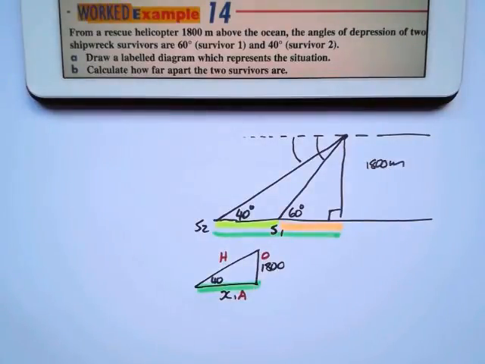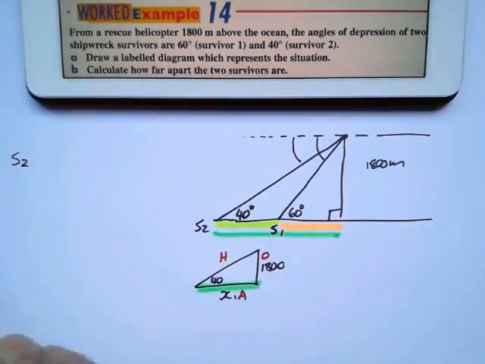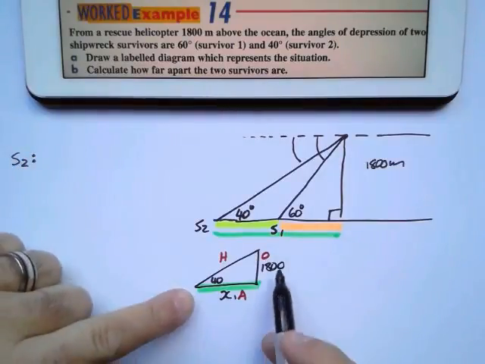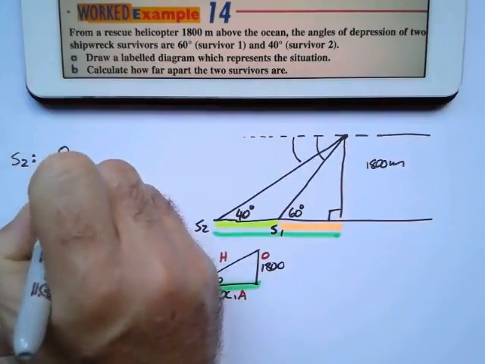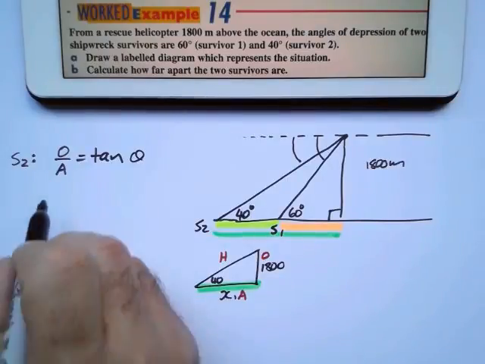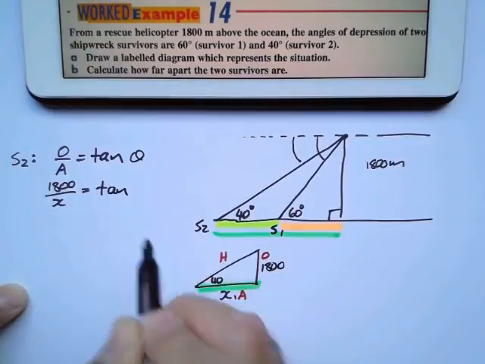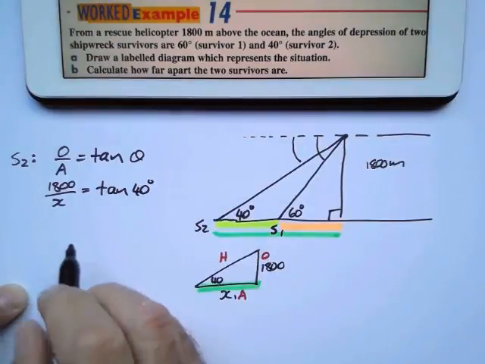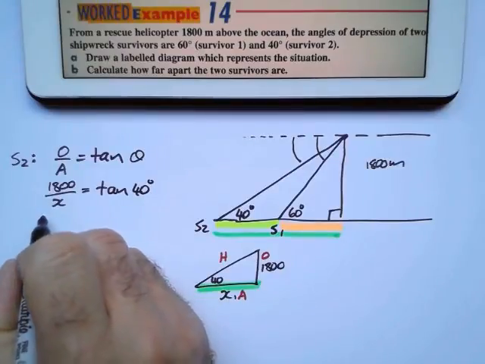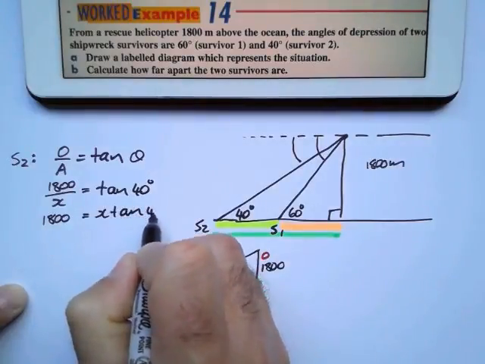So I'm going to say for survivor 2, opposite over adjacent equals the tan of theta. In other words, 1,800 over x equals the tan of theta, which is 40 degrees. I'm going to multiply by x on both sides. I'm going to get 1,800 equals x tan of 40 degrees.